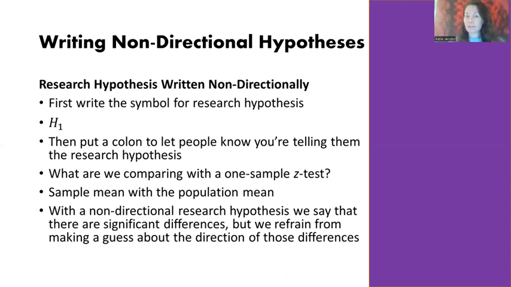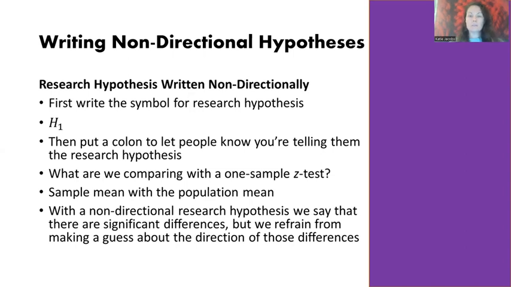So if we're going to write both of our hypotheses, research and null, non-directionally, there's a certain way that we do this, and you'll become familiar with this format because we'll be doing this over and over again as well. All right, so when we write our research hypothesis non-directionally, we're first going to want to write the symbol for research hypothesis. So our symbol for research hypothesis, if you remember from the last unit, is capital H sub 1. If this is not on your symbol sheet, go ahead and make sure that is there now. So after we write H sub 1, we'll then put a colon next to it to let people know that we're getting ready to tell them the research hypothesis.